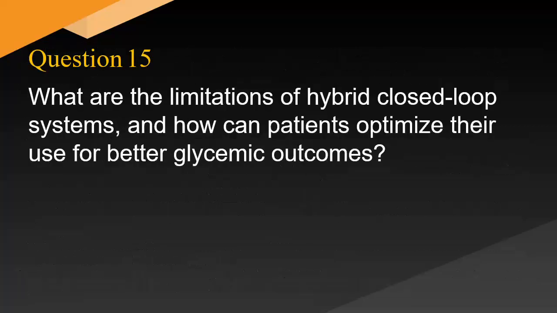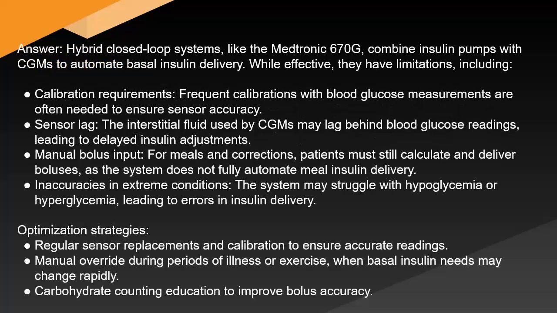What are the limitations of hybrid closed-loop systems, and how can patients optimize their use for better glycemic outcomes? Answer: hybrid closed-loop systems like the Medtronic 670G combine insulin pumps with CGMs to automate basal insulin delivery. While effective, they have limitations, including calibration requirements. Frequent calibrations with blood glucose measurements are often needed to ensure sensor accuracy.